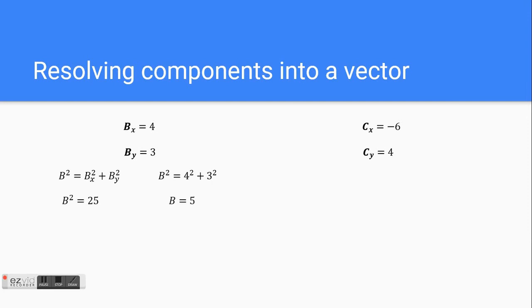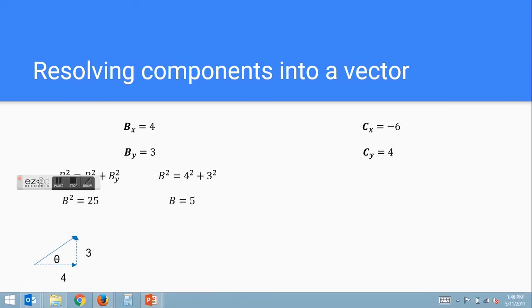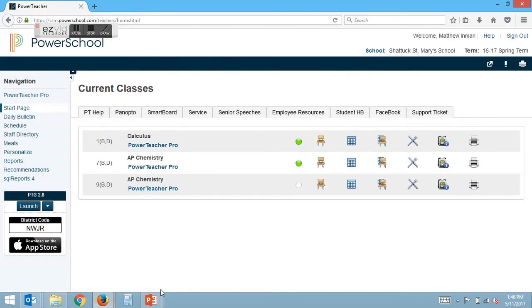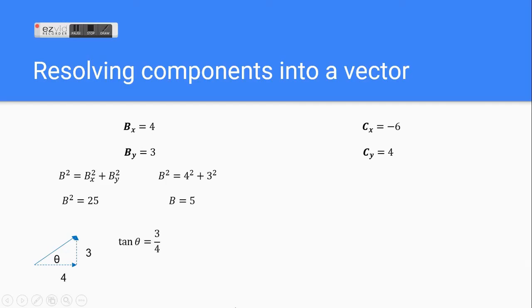If I draw out what that angle looks like, I'll put it up here. X 4, Y 3. We want to find this angle in here. Easiest way to do that is to say tangent of theta is equal to 3 over 4, opposite over adjacent. Solve for theta by doing inverse tangent, and so it's 36.9 degrees.